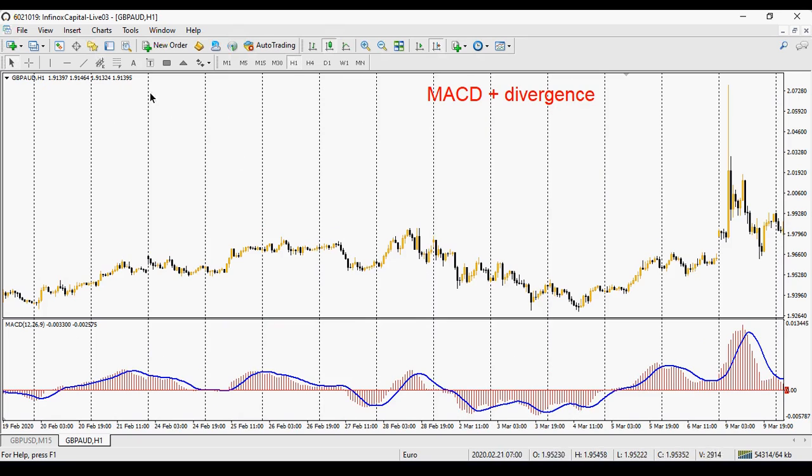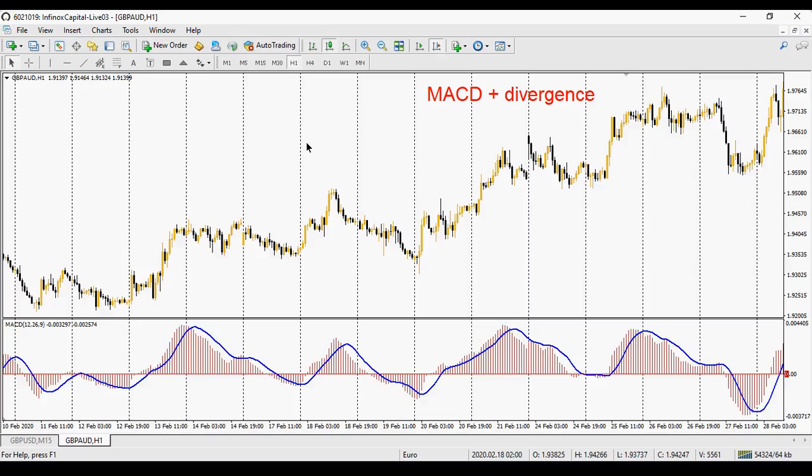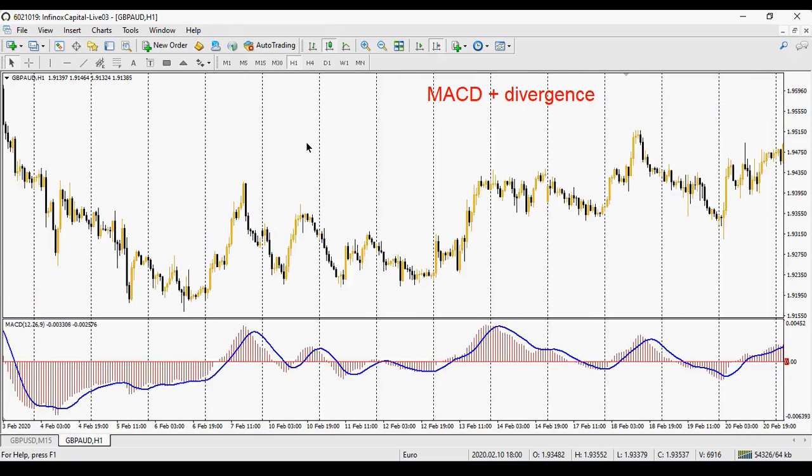Okay, this looks a little bit small, but this is the divergence right here. MACD going up, price going down, or going flat. Okay, this is the divergence. So what happened? Price went straight up. Okay, let's look for more examples.